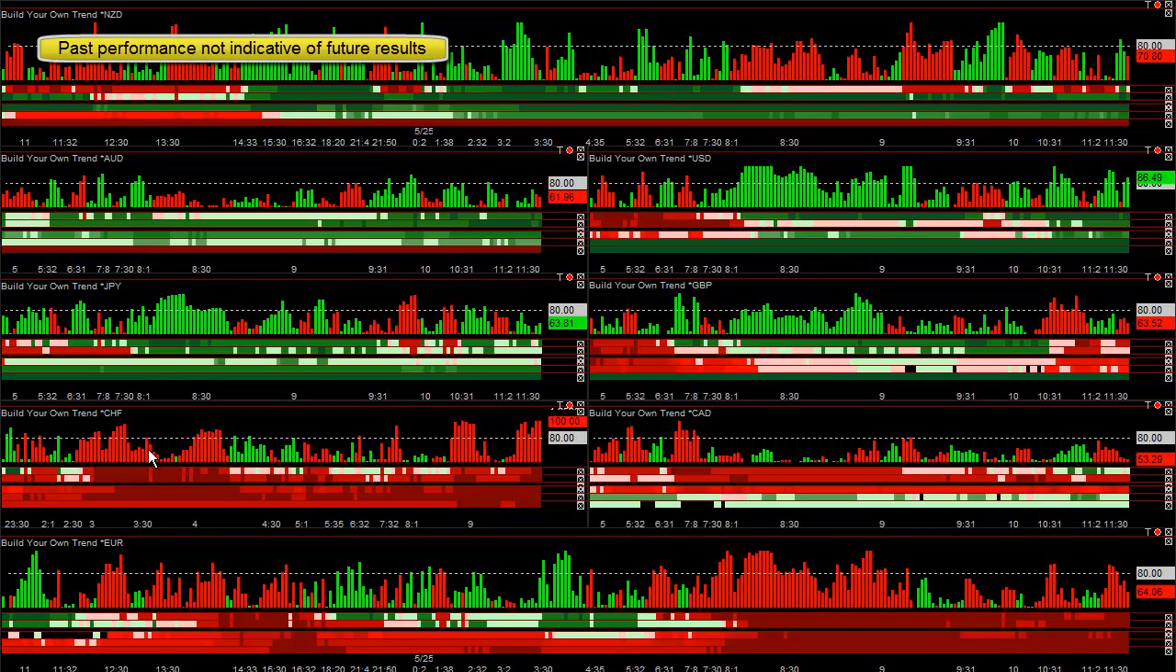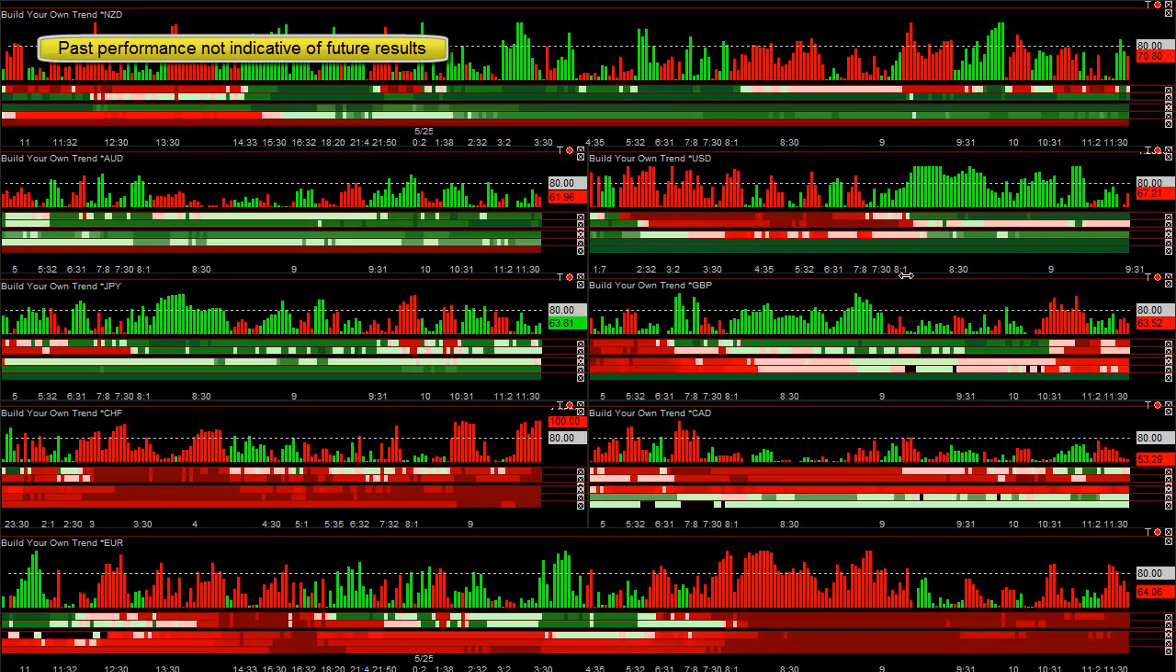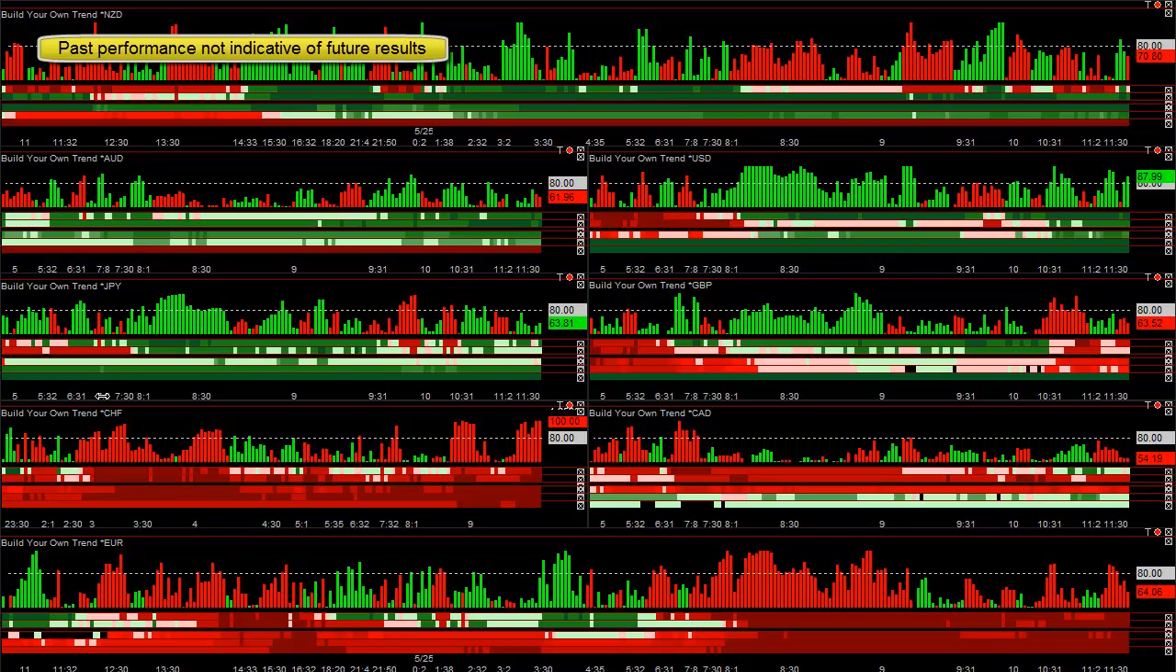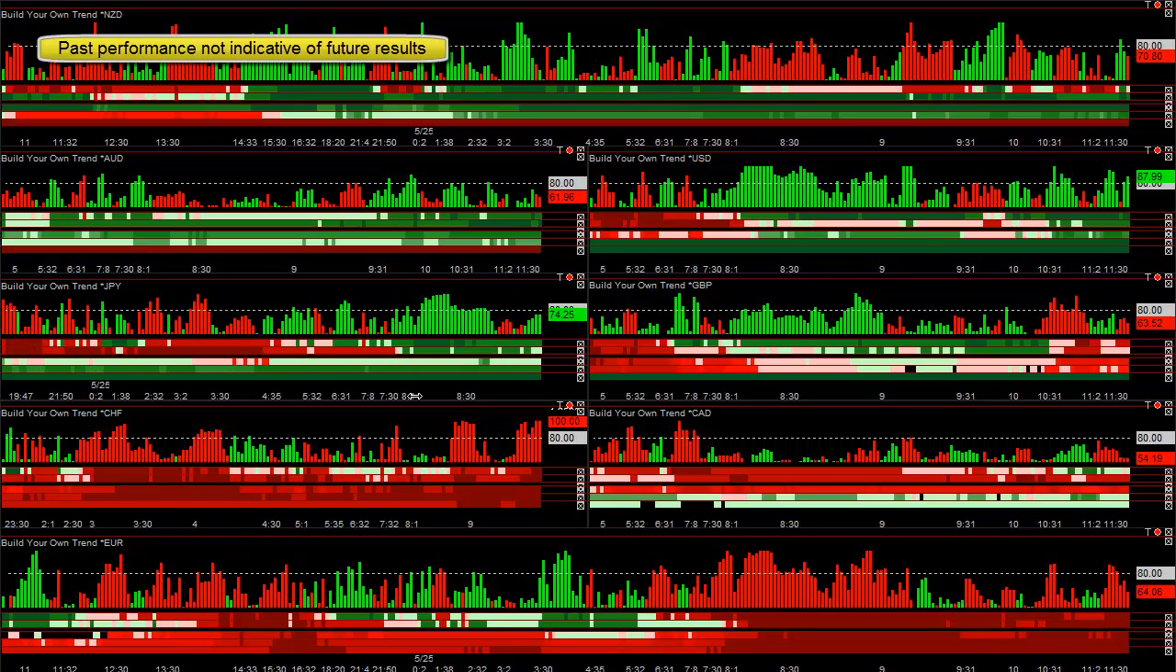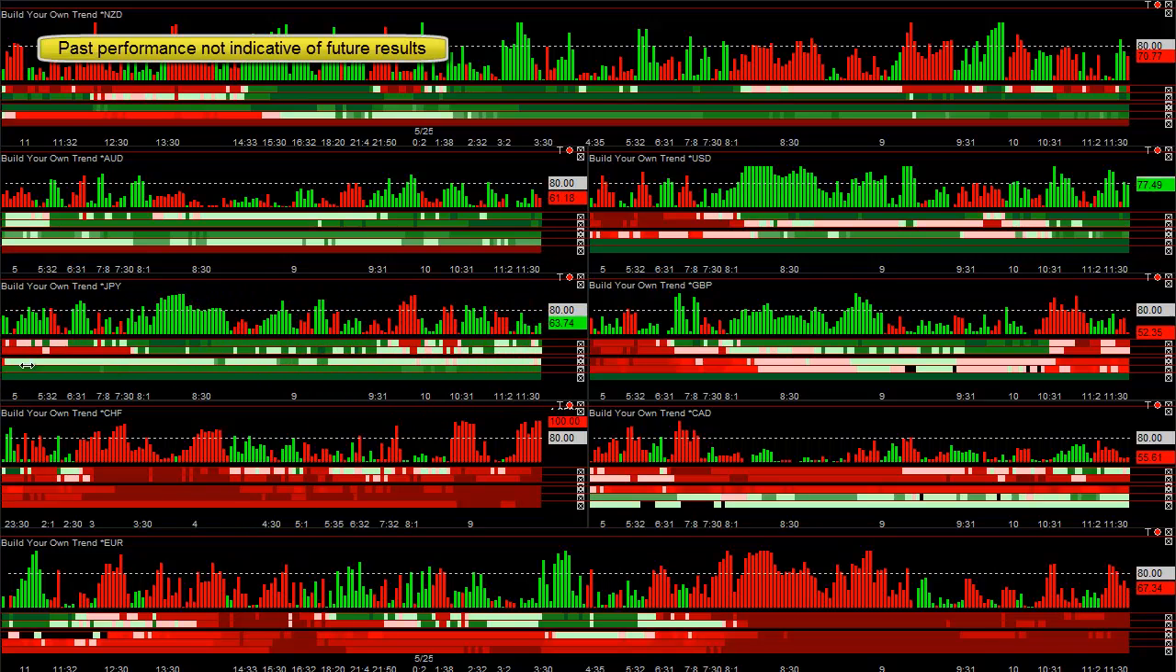Earlier today, the Swiss was extremely weak, so you would want to be buying. Let's scroll back and see how the dollar was. The dollar earlier today wasn't really that strong. Earlier at that time, the yen wasn't very strong at 3 either, but the New Zealand was.